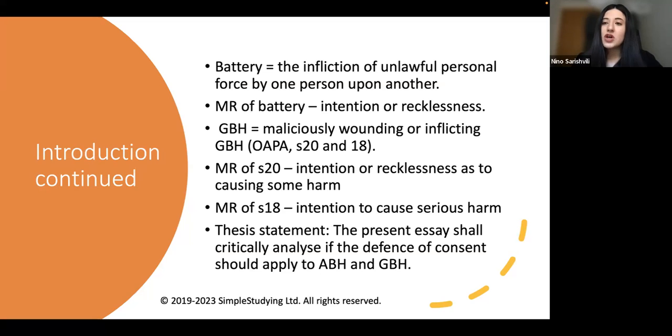The thesis statement for this question could be similar to this: the present essay shall critically analyze if the defense of consent should apply to ABH and GBH. To sum up, in the introduction, we have defined what is ABH, what is GBH, and what are the requirements for ABH and GBH to be committed. In what kind of circumstances would a defendant be convicted of ABH or GBH? What is the actus reus? What is the mens rea? Citing relevant statutory provisions and relevant cases.